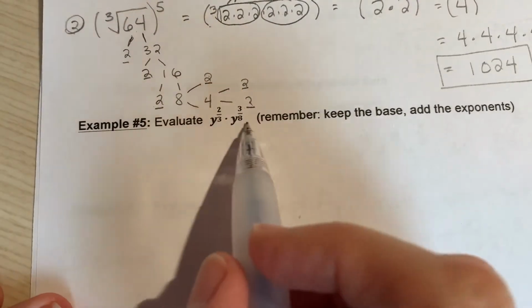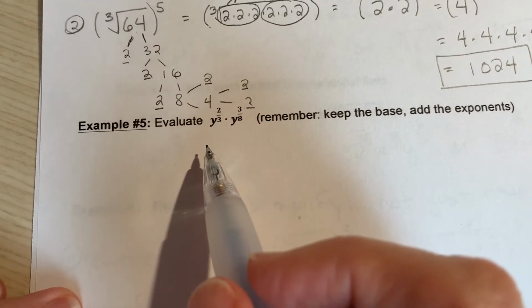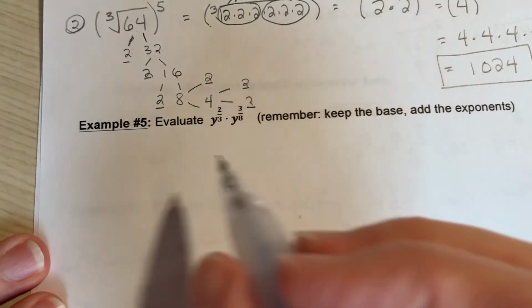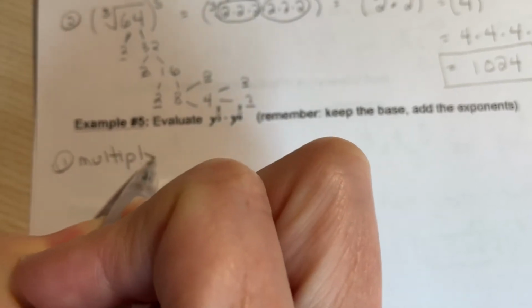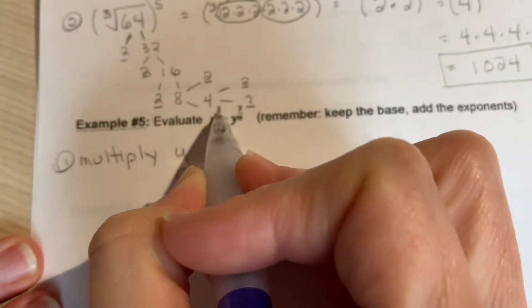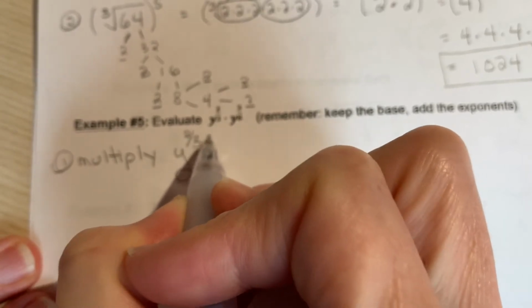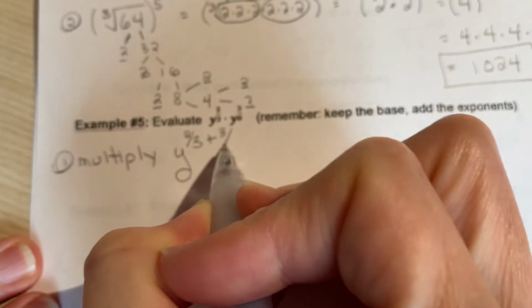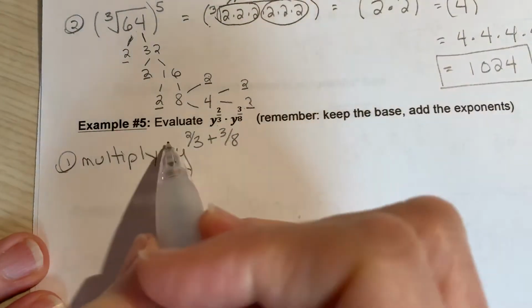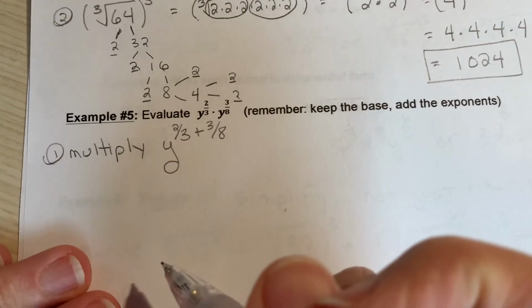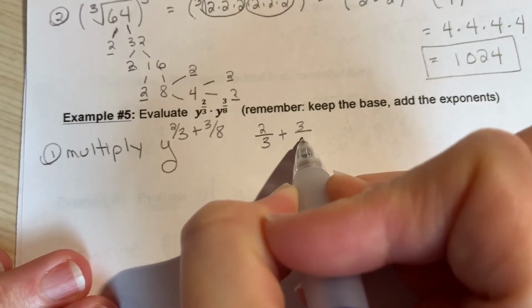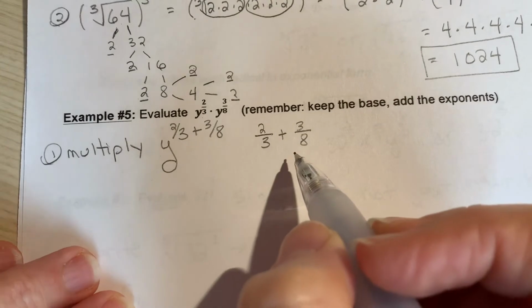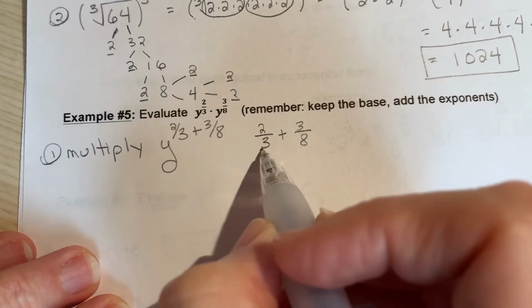Okay, same idea on this one. Our base is a variable. It's okay, we know how to do jailbreaks on variables. The first step is we're going to do that multiply. So it's going to end up to be y to the 2/3, keep the base, add the exponents, plus y to the 3/8. Uh-oh, not common denominators. It's okay, we can still add them. I'm going to do this addition over on the side here. When I'm adding fractions, I always have to have a common denominator.